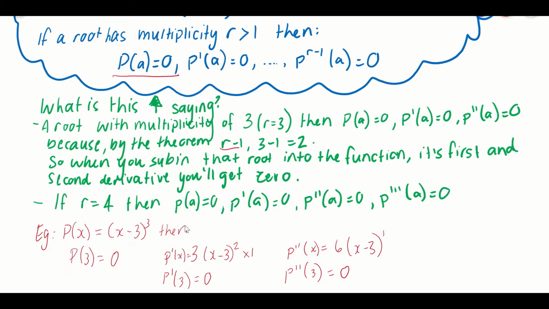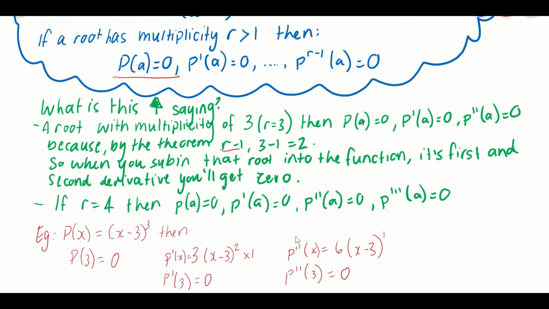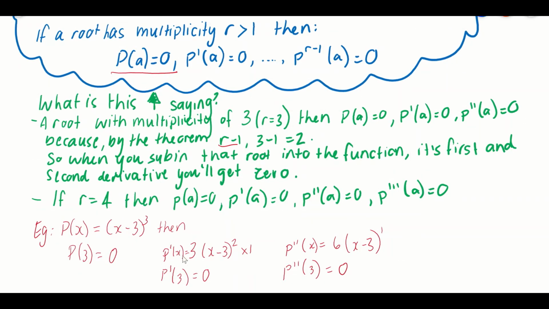x minus 3 to the power of 3. We can see this factor x minus 3 has a root of 3, and its multiplicity is 3. Lots of 3's happening there. But what do we know? If its multiplicity is 3, then we can go up to the second derivative. You can see here I've proved it. When I sub in 3 into that equation, I get 3 minus 3, which gives me 0 cubed, which is 0. Which makes sense, if it's a factor, it's going to give you 0.